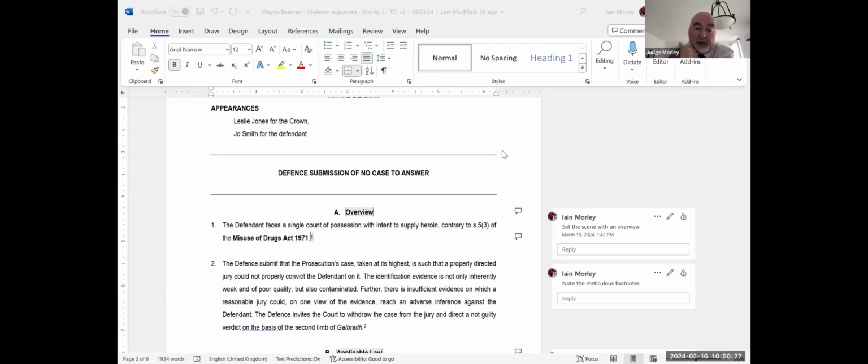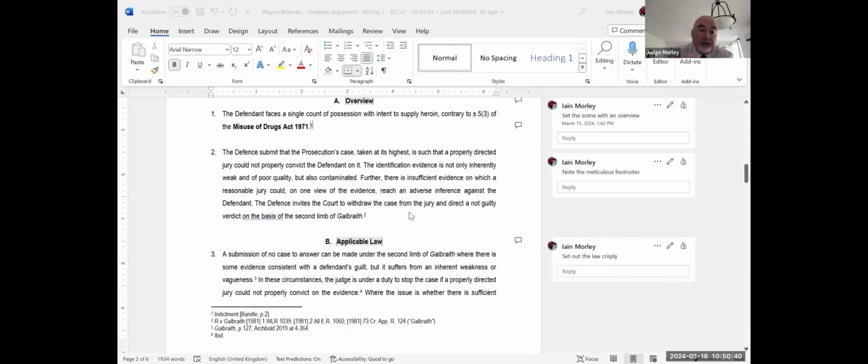The defendant faces a single count of possession with intent to supply heroin, contrary to Section 5(3) of the Misuse of Drugs Act 1971. That's UK legislation. It'll be different on each of the islands, and it'll be different, of course, on TCI, I suspect. The defendant submits that the prosecution case taken at its highest is such that a properly directed jury could not properly convict. The defendant submits the identification evidence is not only inherently weak and of poor quality, but also contaminated.